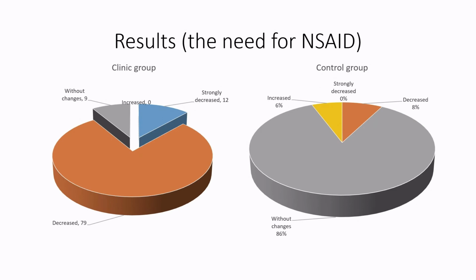What results did we receive? In the clinical group, 79% of the patients reported a decreased need for anti-inflammatory drugs, strongly decreased 12%, and without changes 9%. In the control group, without changes 86%, decreased 8%, and increased need for anti-inflammatory drugs 6%.